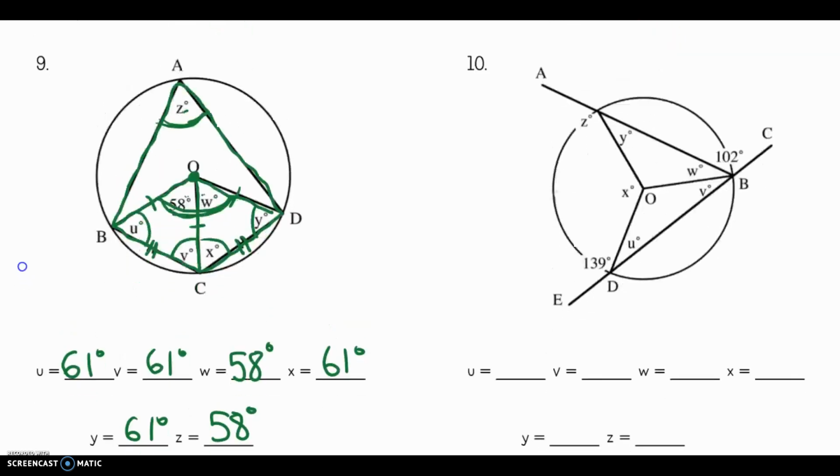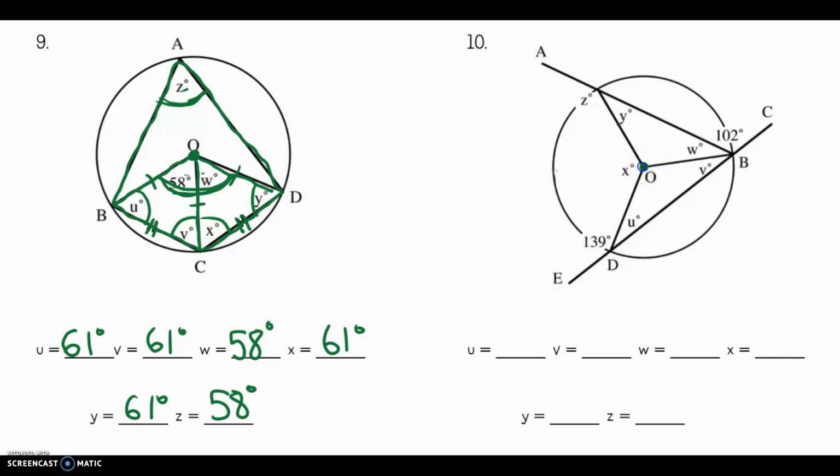Okay, again on question 10, we've got a centre. So I know that's a radius, that's a radius, that's a radius. So I know that V and U will be the same size. So if this is 139, U must be 180 minus 139. That's 41 degrees, which means V is also 41 degrees.